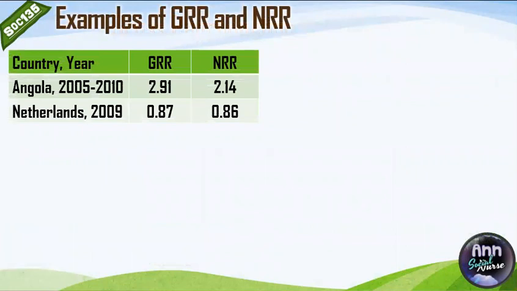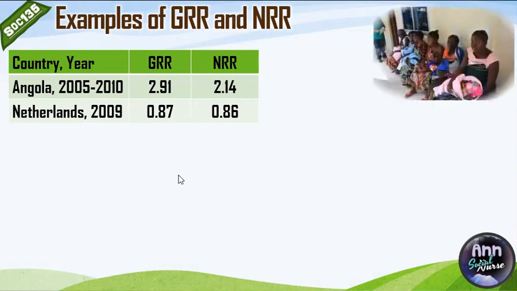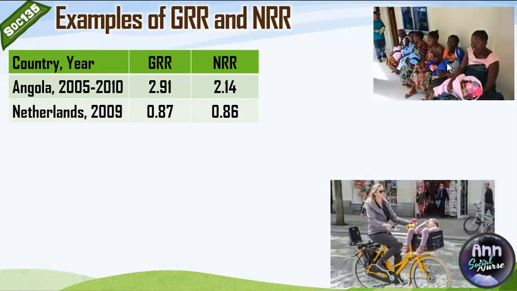Example, in these two countries, in these specific years: Angola from 2005 to 2010, the GRR is at 2.91, NRR is at 2.14. In the Netherlands in 2009 specifically, the GRR is at 0.87, the NRR is at 0.86. So you see the numbers. So interpret it like, okay, this is mothers in Angola and mothers in the Netherlands.